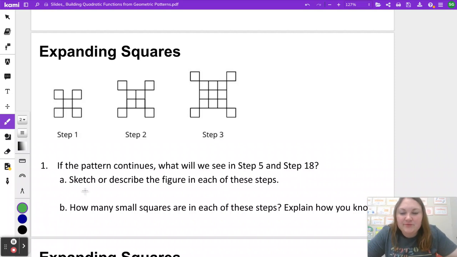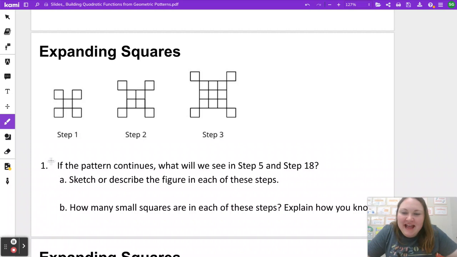You could write a description down in words. I think it's easiest to draw a picture of what step 5 and 18 would look like. And then once we predict step 5 and 18, go ahead and count how many small squares would be in step 5 and how many small squares would be in step 18. Go ahead, pause the video now and try this problem.